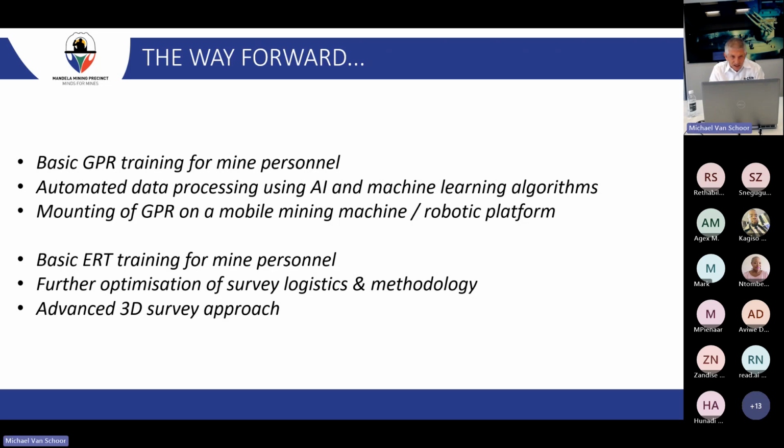Bringing in AI and machine learning, as I mentioned earlier, I think is quite an important aspect going forward. And then the mounting of GPR on mobile mining machines or robotic platforms.